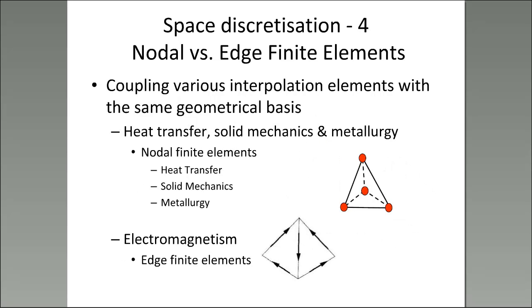Okay. And so, for instance, you have different codes in which you have an approach where, when you use finite elements, you have the same geometrical support. So, for instance, here a tetrahedral support, but it could be hexahedral or prisms if you are speaking about 3D elements. In these, you are going to solve physical problems different from electromagnetism, such as heat transfer and solid mechanics, with the nodal version of the finite element. And you are going to use the same geometrical support, however, with a different kind of interpolation for electromagnetism, as you are going to be using edge finite elements.